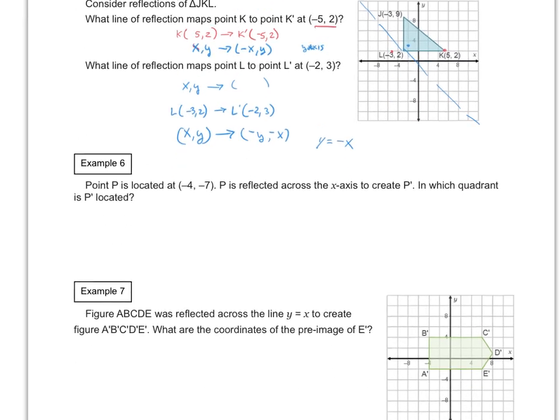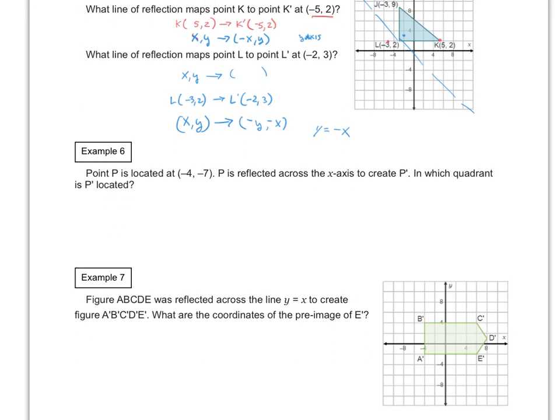Okay, got two more to go. It says point P is located at -4, -7. P is reflected across the x-axis, and that means my xy maps to, when I go across the x-axis, I go this way or this way, so my y value would change and my x value would remain the same because it just goes up and down.